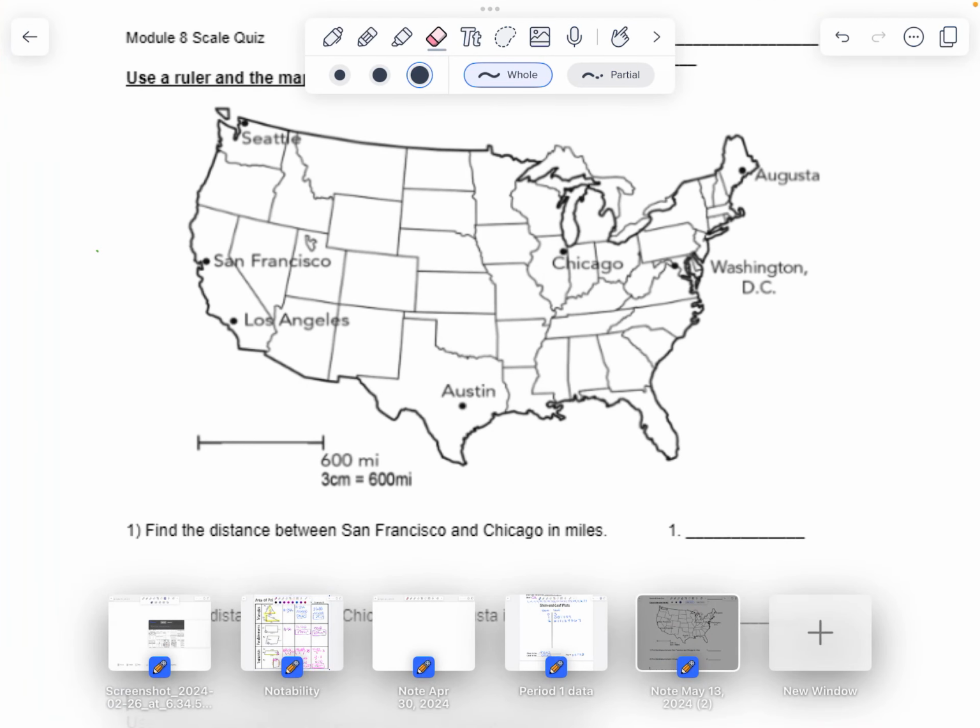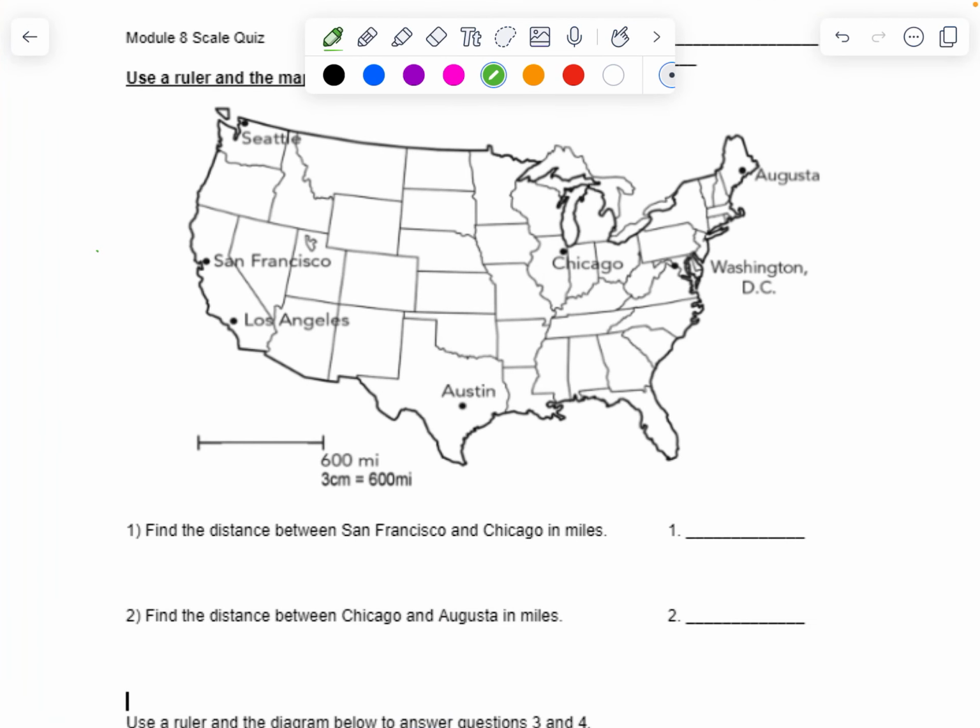All right, today I'm going to be looking at your scale quiz and going over problems on that. So the written part of the test had a map of the United States and you had a ruler and you needed to figure out some actual distances based on the measurements from your ruler. First of all, they gave us this scale here and they said that 3 centimeters measured on your ruler is equal to 600 real life miles.